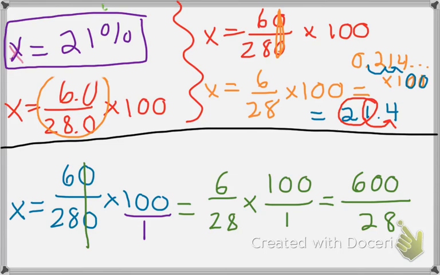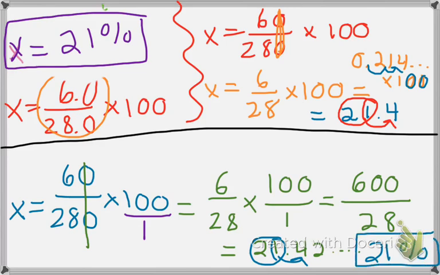600 divided by 28 equals 21.42, dot, dot, dot. Same thing. Look at the whole number, 21, specifically the 1. Look at the 4. 5 or higher, up the score. 4 or less, let it rest. It's the same thing that we did on top. So it's let it rest. We're going to let the 1 rest. So your answer is going to be 21%. That's the same exact thing that you got before.